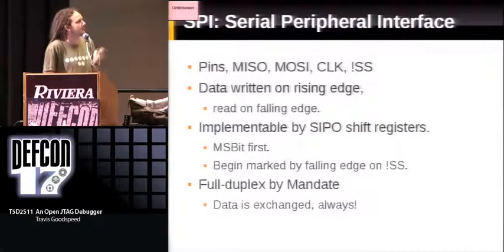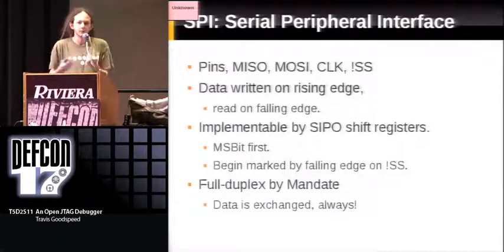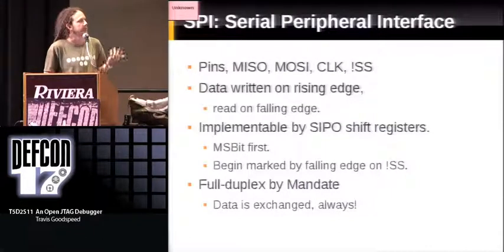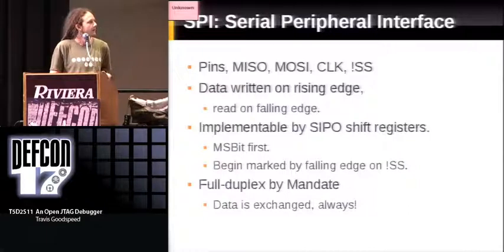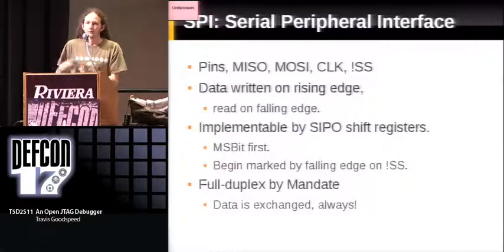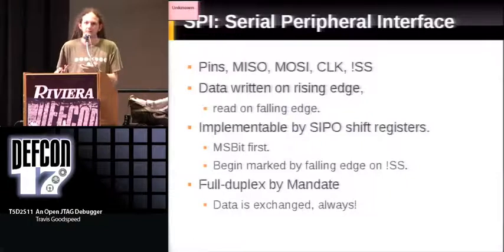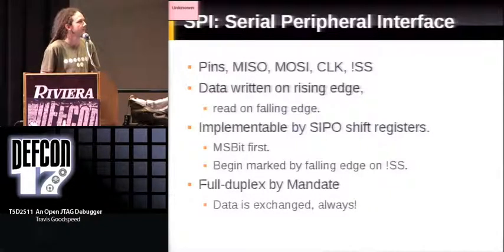Now, the pins on SPI are rather simple. You just have master in, slave out, which is how the board receives input from the chip. Master out, slave in, which is how the chip receives input from the board, a clock line, and a slave select line. You write data on the rising edge, you read it on the falling edge, and it's full duplex by necessity. So every time you send something, you have to receive something as well.